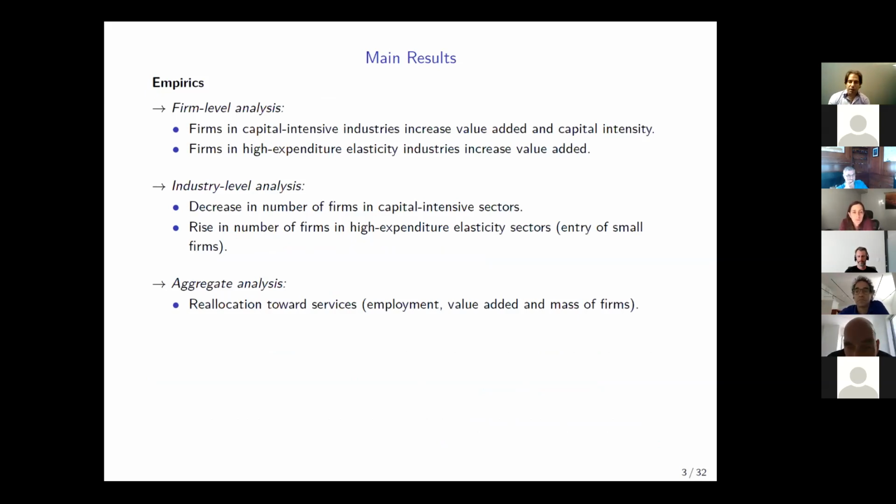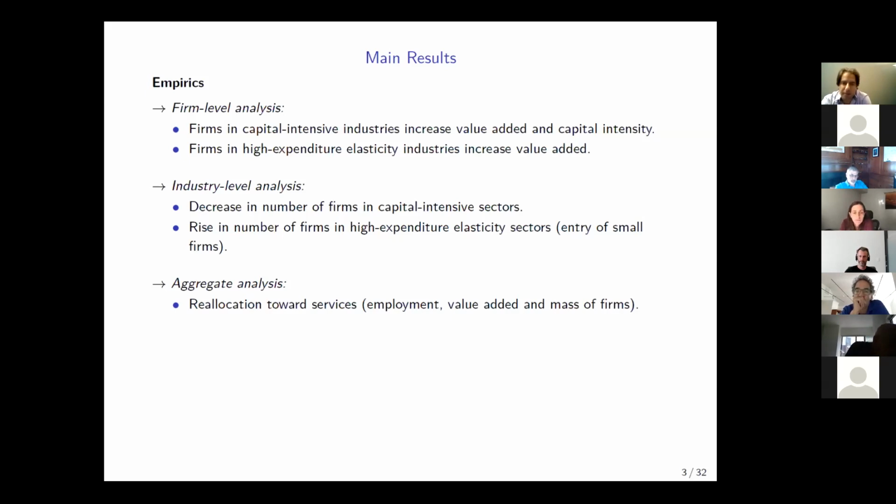So in terms of empirics, I'm going to group the results in three packages, if you want. First, I'm going to show you some firm-level analysis. Then you're going to see that the firms that are in more capital-intensive industries are going to increase their value added. Whenever I say value added, you can think about employment or capital. Everything is going to carry through, but I'm going to focus the presentation on the value added. You're also going to see that firms that are in industries with higher expenditure elasticity are going to increase their value added.